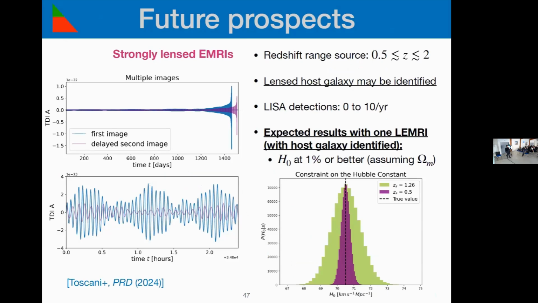If we get an MRI which is lensed, in the best case scenario, say we see 1,000 per year, one of them might be lensed. If it's lensed, we will have a very good localization. We can get the galaxy, basically a counterpart. With one of those, we get H naught at 1%, assuming, of course, all the cosmological parameters are fixed, because with one event you can just infer one parameter. It's not that you can infer many parameters.